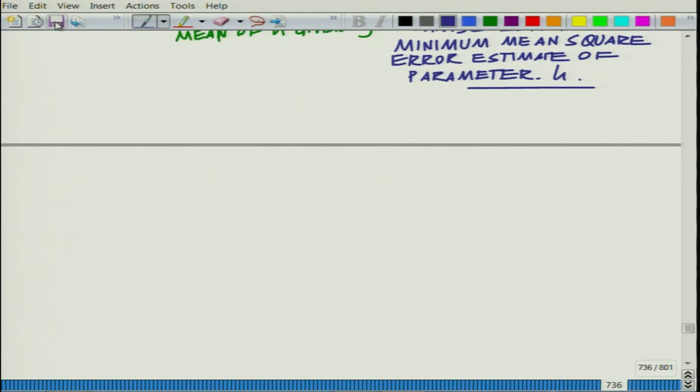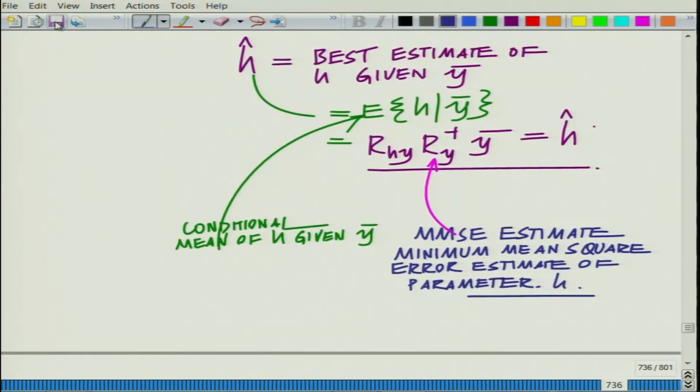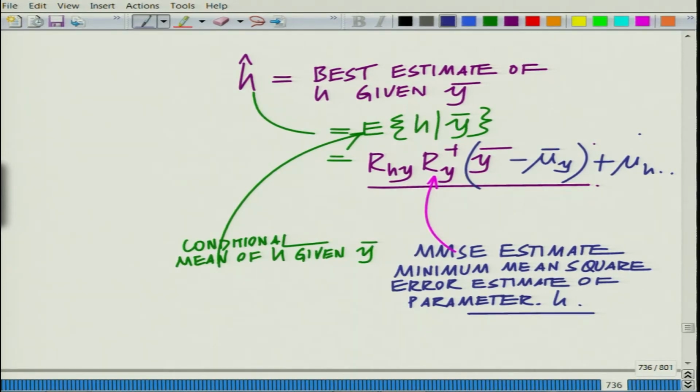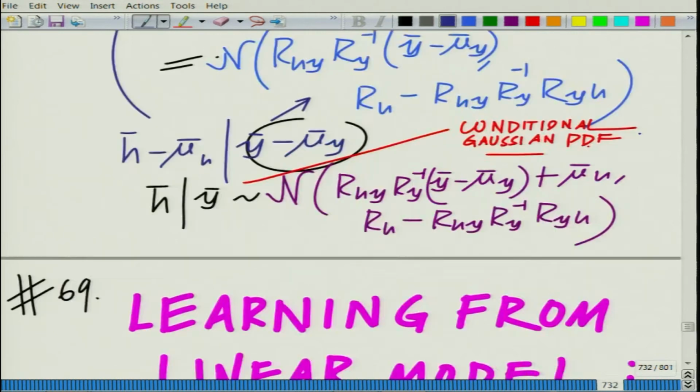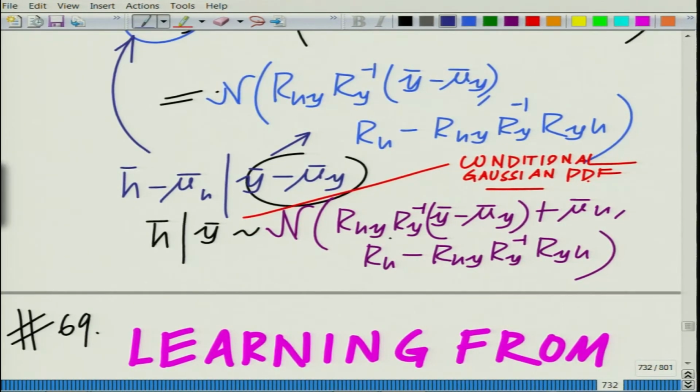Now, therefore, the estimate of H given y bar, of course, you have to also take into account the mean. So, this is y bar minus mu y bar plus mu H, because this is a non-zero mean quantity. So, you have to remember we are using the relation corresponding to the non-zero mean quantities, that is, if you go all the way back, this is the result that we are using.